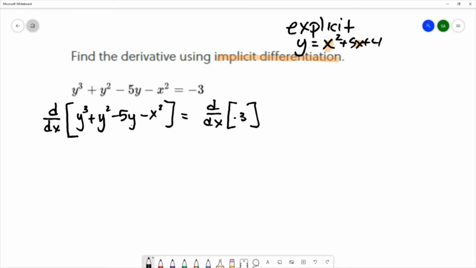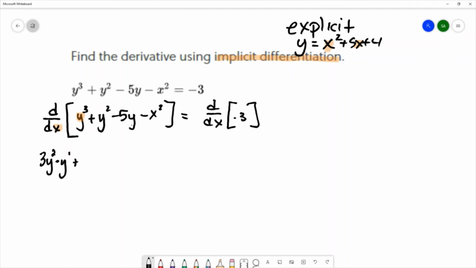Now, as we take the derivative with respect to x, we can go term by term, and we'll notice in this first term that the variables don't match each other. So when the variables don't match, we have to do an extra process of calculating the derivative with the chain rule. So we're going to take the derivative of y cubed and make that 3y squared. But because the variables don't match, we have to chain by multiplying by the derivative of y.